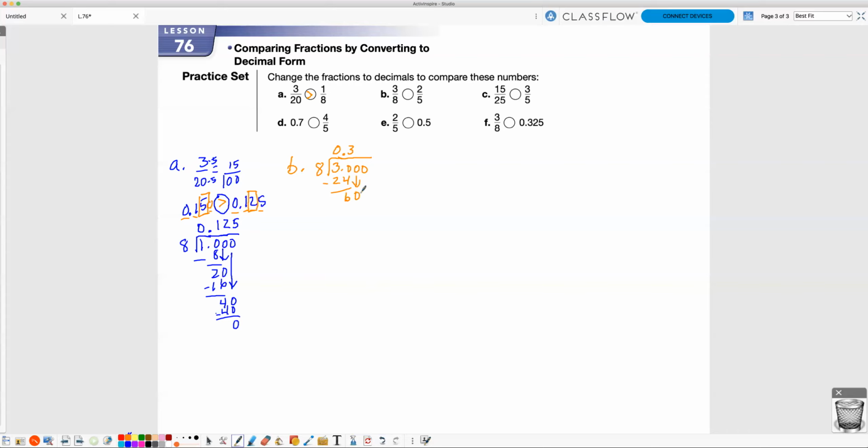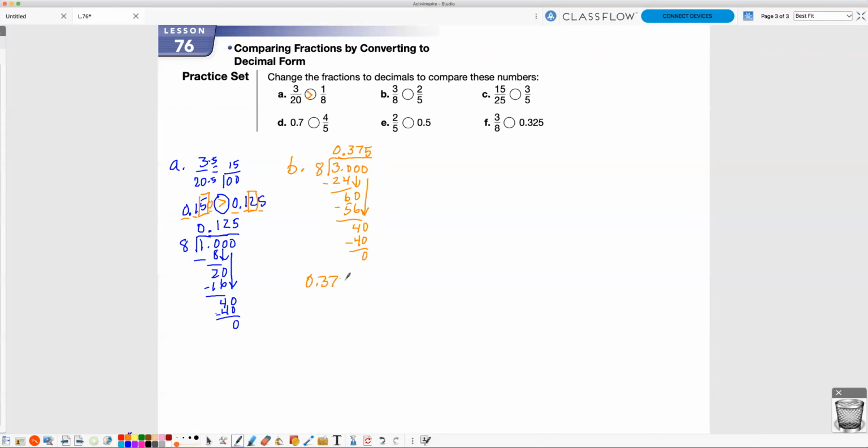Bring this down. 60 divided by 8 would be 7 because the closest that would be is 56. This would be 4. I'd have to bring that 0 down. 40 divided by 8 would be 5. 5 times 8 is 40. Subtract that. There's nothing left over. That means 3/8 is the same as 375 thousandths.